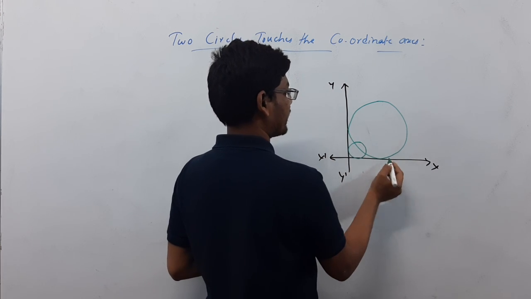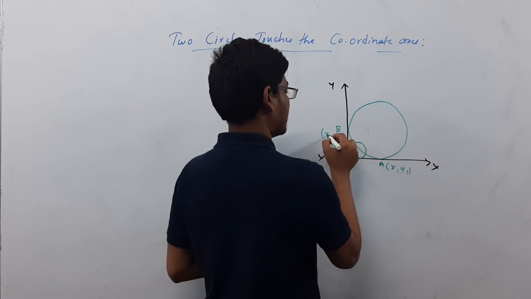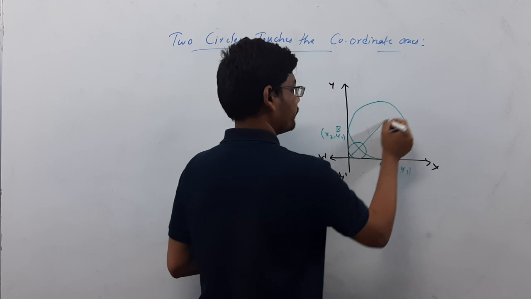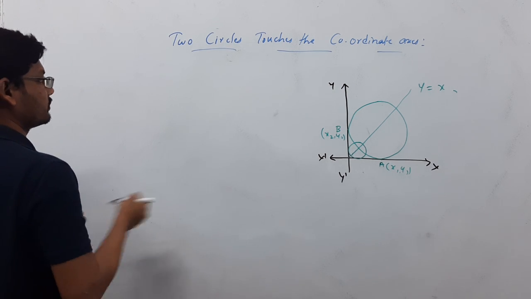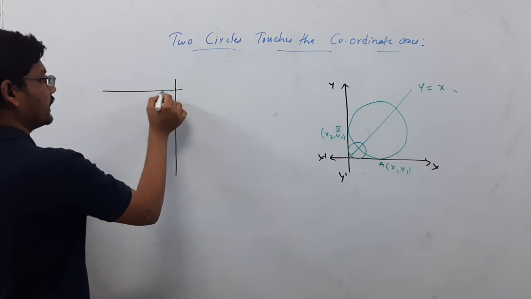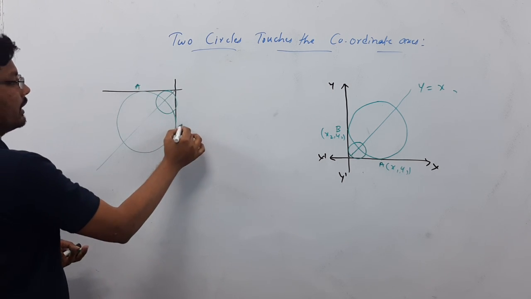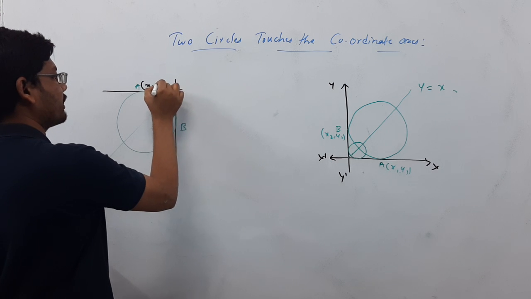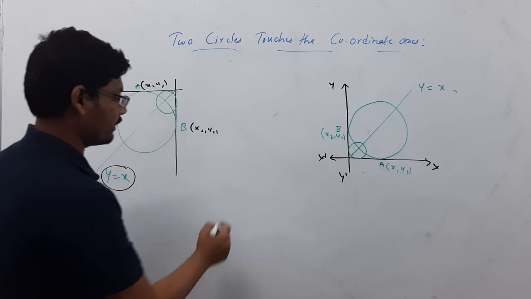The points of contact on the x axis and y axis are A and B, A is x1, y1 and B is x2, y2. The equation of this line is y equals x. This is the first case, and the second case is if two circles touch at one point, then they are also touching at point A and point B. The equation of this line is again y equals x, where A is x1, y1 and B is x2, y2.